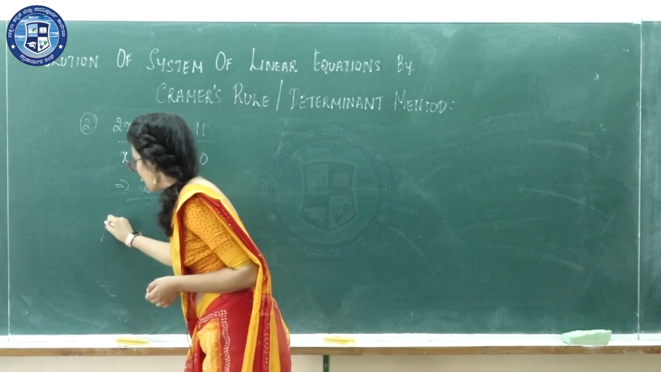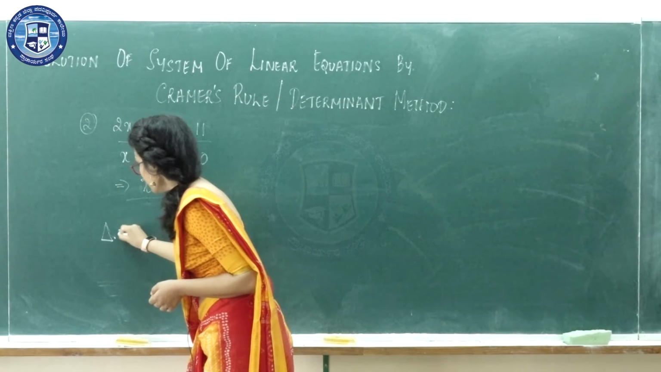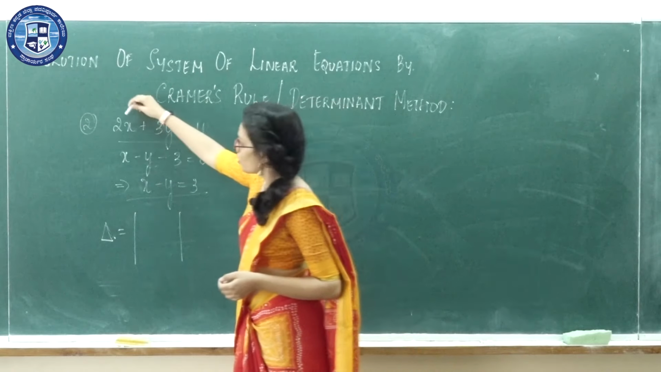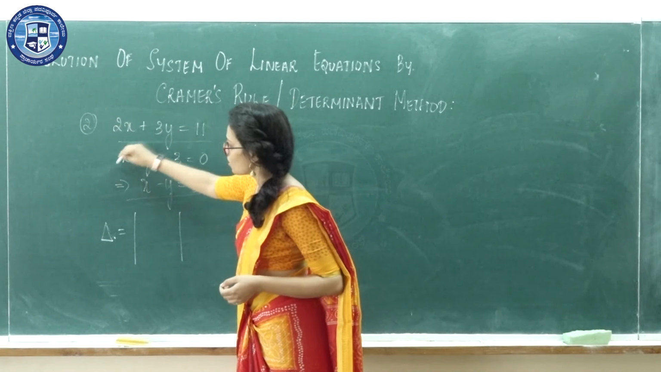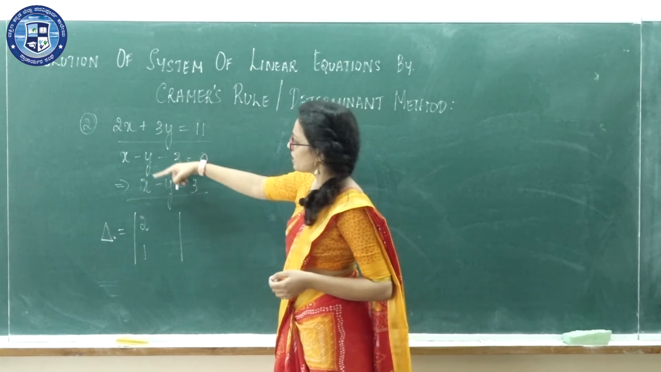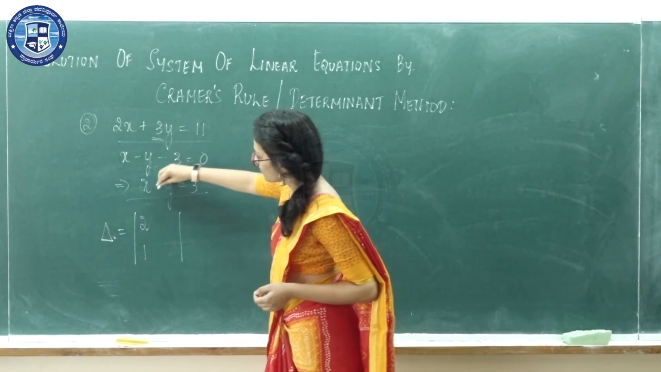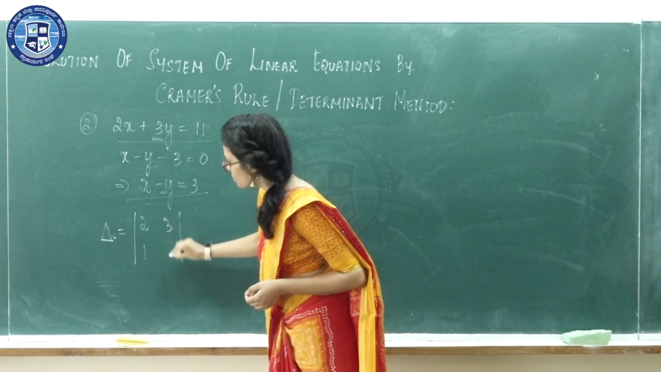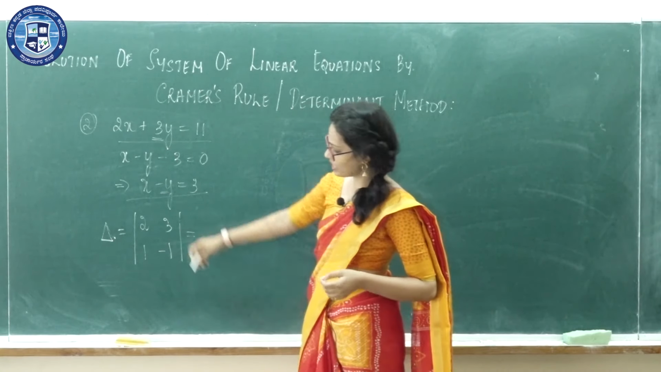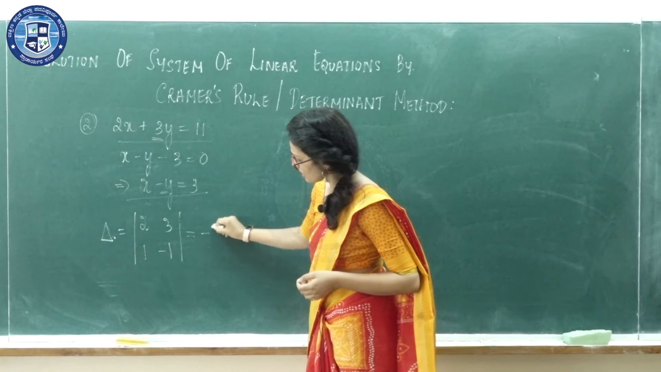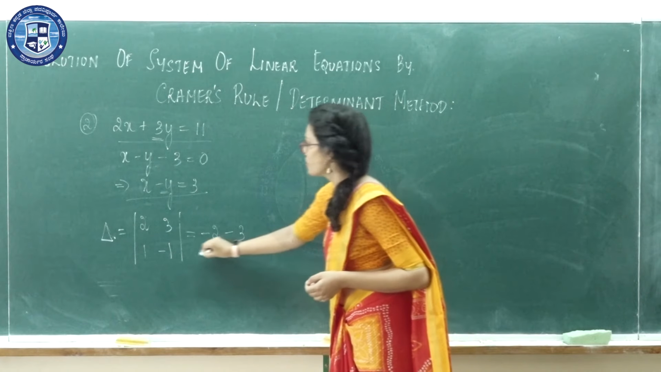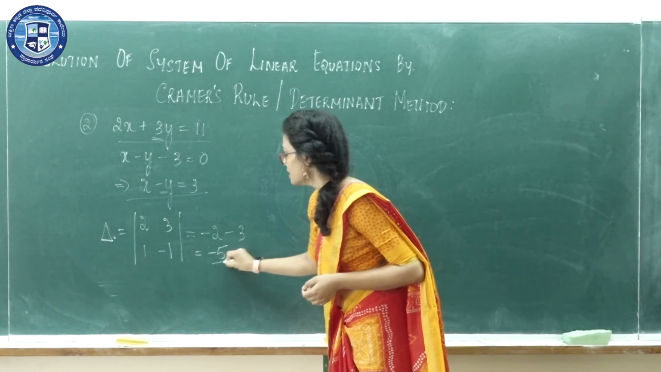So first step, I'll find the value of delta. Delta is nothing but determinant of the coefficients. So in the first column, I'll take the coefficients of x, so 2 and 1. Second column, I'll take the coefficients of y. We have 3 and minus 1. Let's find the value of the determinant. So 2 into minus 1 is minus 2, minus 3 into 1 is 3. So we get minus 5 as the answer.